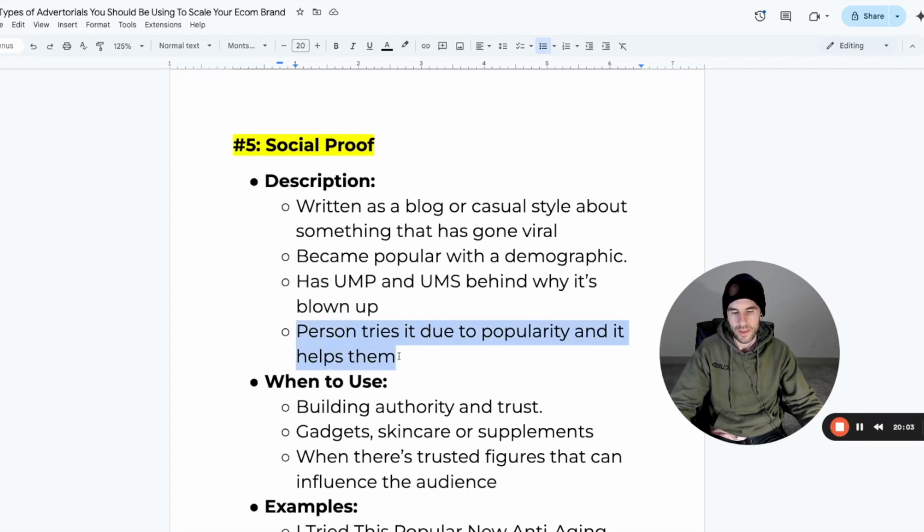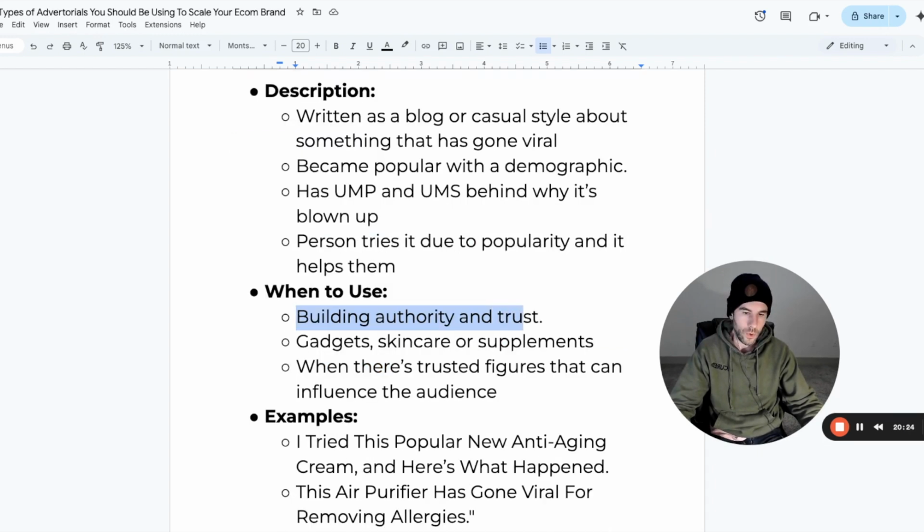What ends up happening is somebody hears about it, they try it due to its popularity, and it helps them. So not really a personal story. They're not going to be as aggressive as a personal story style advertorial. You're going to use them when you kind of want to build authority and trust.